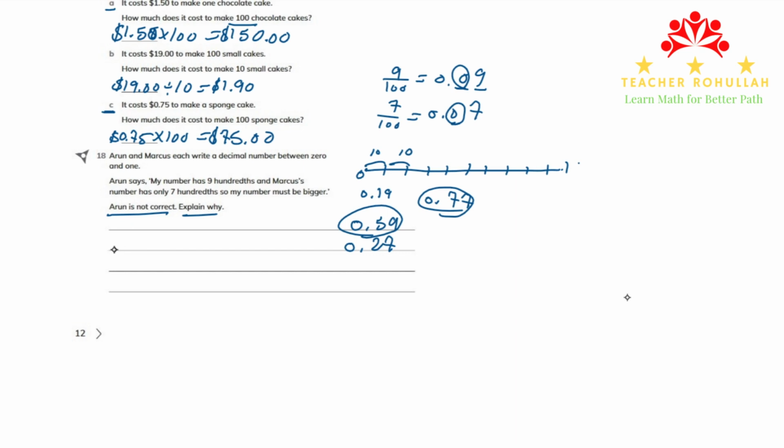So the reason why Arun is wrong is not mentioning the tens place. Arun does not say my number is 0.09. He says my number has 9 hundredths and Marcus' number has 7 hundredths. That's why it means it has other decimal places also, which can be the tens place, or maybe it can have the thousandths place also. That's why Arun is wrong, and he cannot say that his number must be bigger than Marcus' number. There are some other conditions that his number can be bigger, but in a condition like 0.19 and 0.77, Marcus' number is bigger than Arun's number.